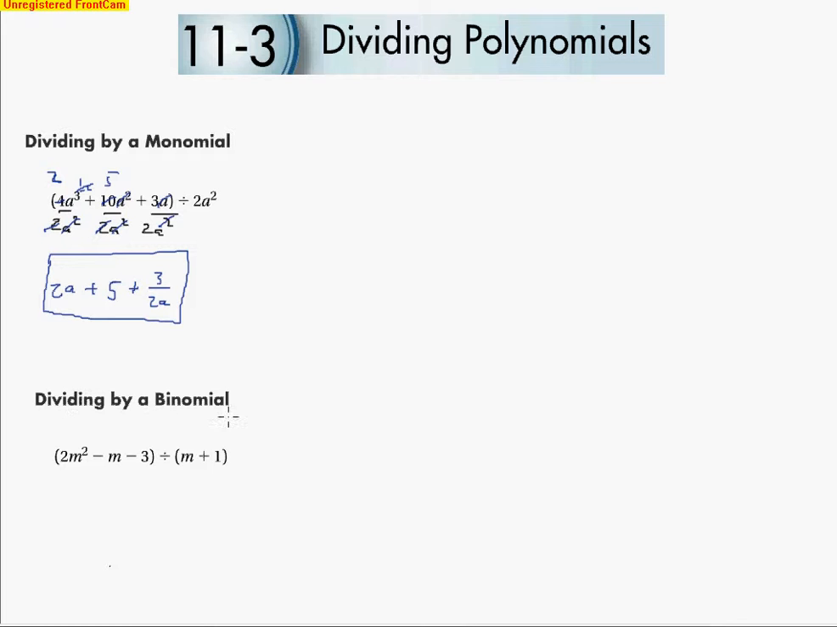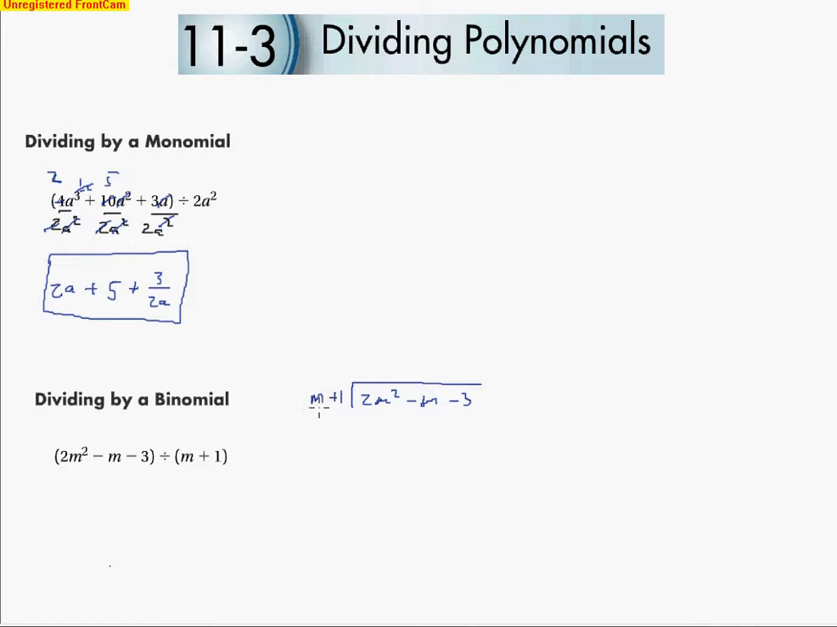Here we're dividing by a binomial, so we have 2 terms there. So we're going to use this long division method on this one here. And so what I'm going to end up doing is keeping the divisor outside this fraction bracket here, and I've put the dividend, the 2m squared minus m minus 3, inside. And so I'm going to go ahead and divide.